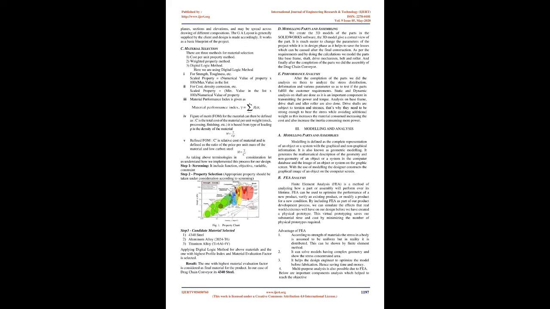Modeling parts and assembling. We create the 3D models of the parts in the SOLIDWORKS software. The 3D model gives a correct view of the part. It is much easier to change the parameters of the project while it is in the design phase, as it helps to save the losses which can be caused after the final construction. As per the requirements and by doing the calculations, we model the parts like base frame, shaft, drive mechanism, belt, and roller. And finally, after the completion of the parts, we did the assembly of the drag chain conveyor.